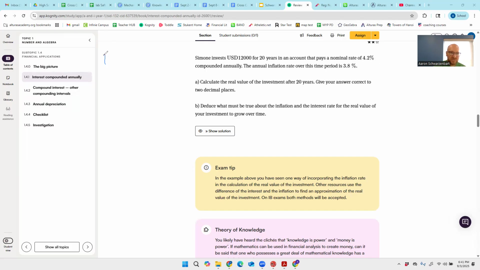So future value equals 12,000. That's my present value. Times 1.042. That's 1 plus r to the 20th. This part you've been doing for several years.